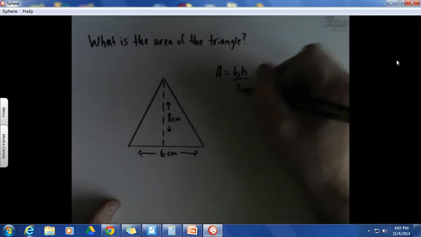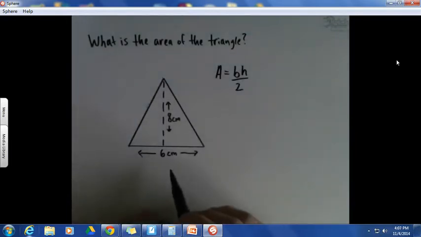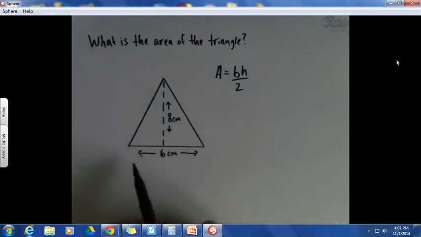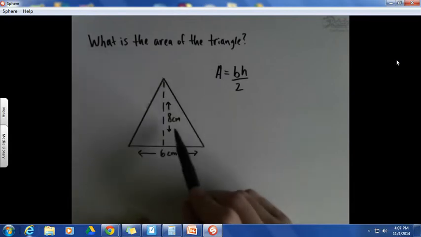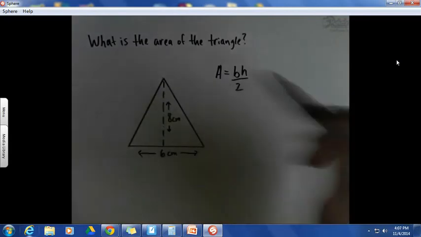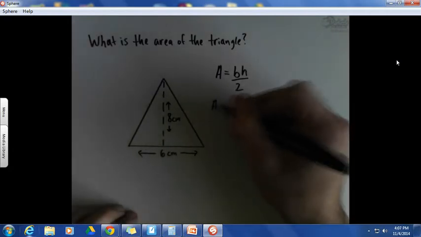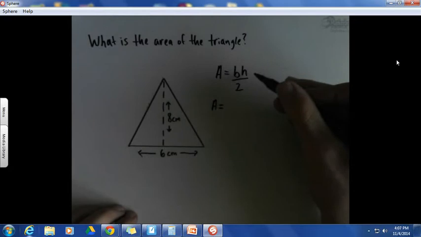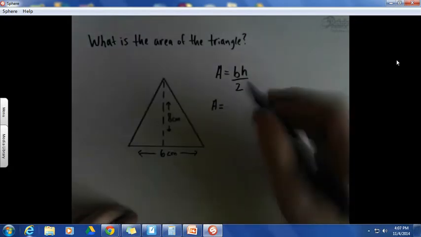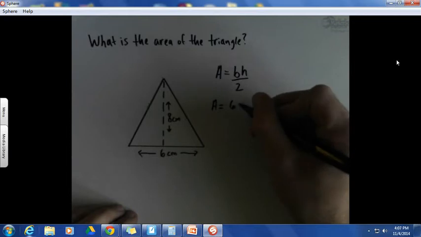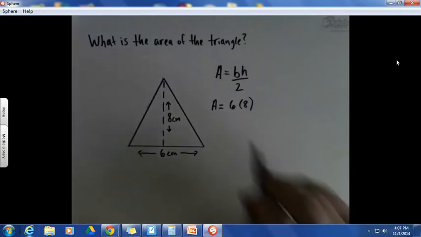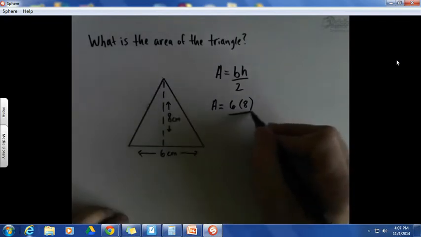over 2 first. So here we have our triangle, and it has a base. Remember, the base is the bottom of the triangle, the thing that it's sitting on. It has a base of 6 centimeters, and it has a height, the distance from the bottom to the top, of 8 centimeters. So following our formula, again we're trying to find the area. Let's multiply the base times the height. So we're going to have 6 times 8, or 8 times 6, either way, it's going to give you the same answer. And that's all over 2.